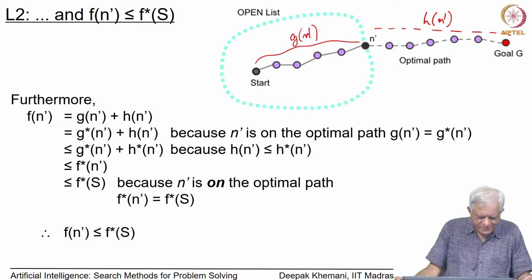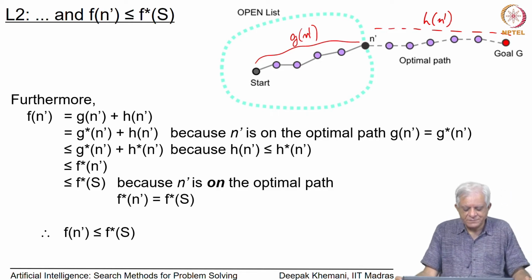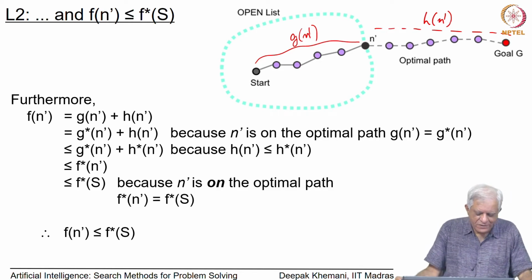So, we can say that there always exists a node n prime which is on the optimal path, which is on open, and whose f value is less than or equal to the optimal cost. That is very critical to our proof.